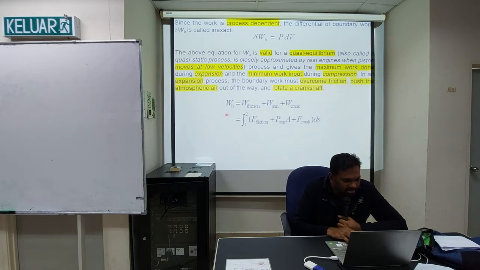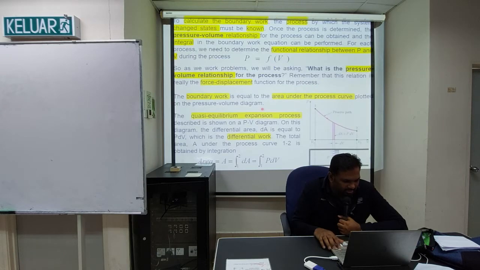So boundary work is actually boundary friction plus boundary atmosphere plus crank. Okay, so these are some of the derivation lah. Tapi kita tak tengok lah on particular things. Okay, so to calculate the boundary work, the process by which the system changes state must be known. Okay, kita selalunya akan tengok dari graf ni, pressure times volume.